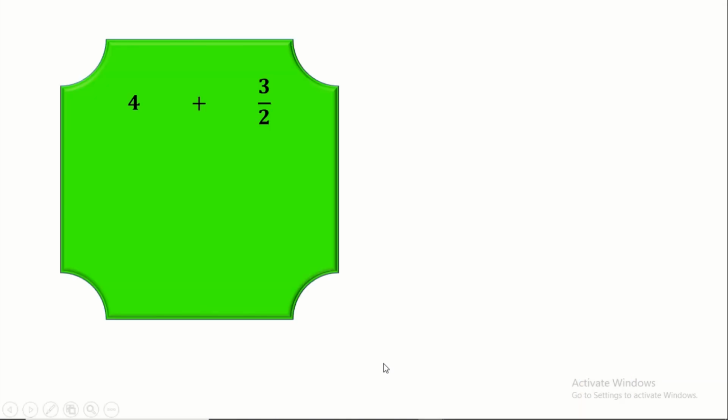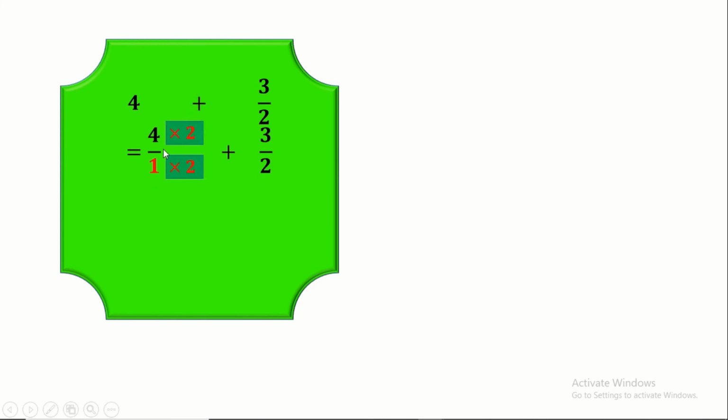Well, now what happens if we add or subtract a number with a fraction? How to solve it in this case? For example, 4 plus 3 over 2. Can't we write 4 as 4 over 1? If there's no denominator, then it will be over 1. Well, how to solve in this case? The first fraction has a denominator 1, the second has a denominator 2. Now we can just multiply 1 by 2 to get 2. We transform into the same denominator.